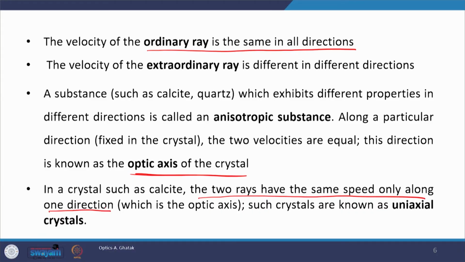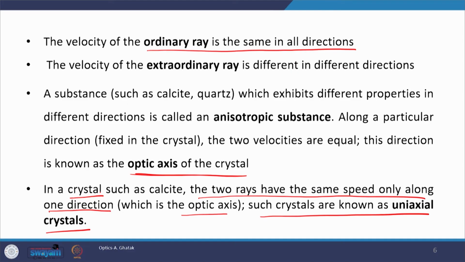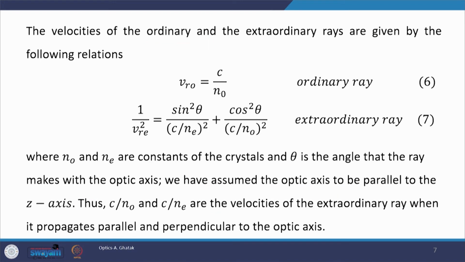In a crystal such as calcite, the two rays have the same speed only along one direction, which is of course the optic axis as defined in the earlier point, and such crystals are known as uniaxial crystals. I repeat, a crystal which has only one optic axis is called a uniaxial crystal, while a crystal which has two optic axes is called a biaxial crystal. Calcite falls in the first category and therefore, it is called a uniaxial crystal.